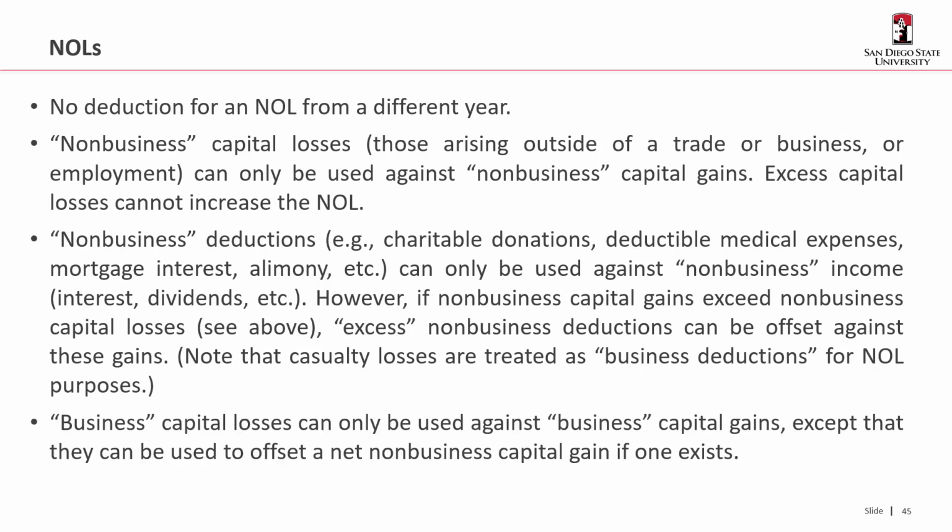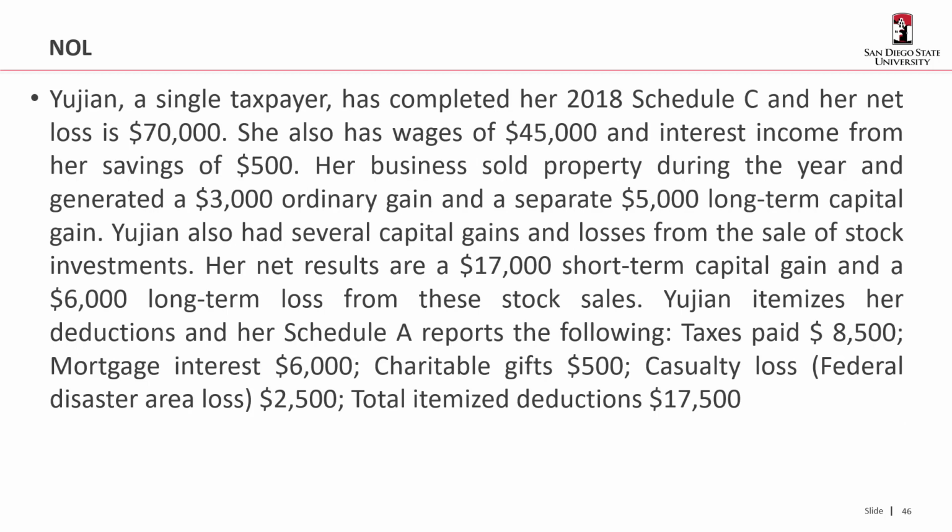All right, business capital losses can only be used against business capital gains, except they can also be used to offset a non-business capital gain if one exists. All right, so let's do an example because this is just another perplexing area of the tax code.